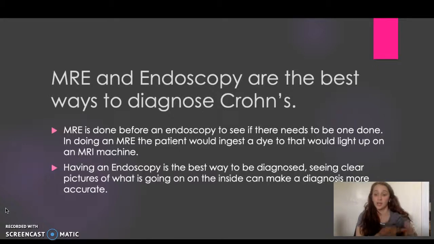This would help the gastroenterologist and radiologist justify why they need to do the endoscopy, because they can see the fistulas or the lesions on the intestinal tract during the MRE. Because the best way to get diagnosed is the endoscopy, because you're seeing the clear images of what is actually going on inside the intestines when there's no food in there. So that makes the diagnosis more accurate.